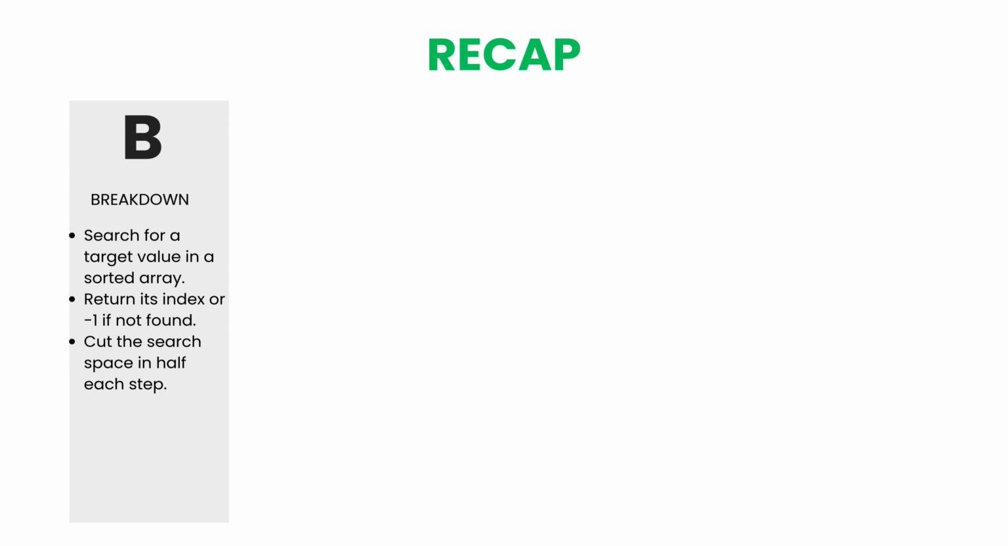Let's have a quick recap. Breakdown recap. So, to wrap it up, binary search is all about finding a target efficiently in a sorted list. Instead of checking one element at a time, we cut the search space in half with every step, comparing the middle element to the target.